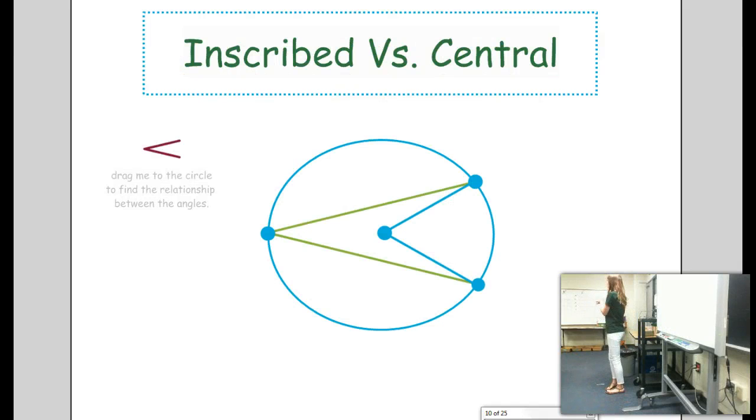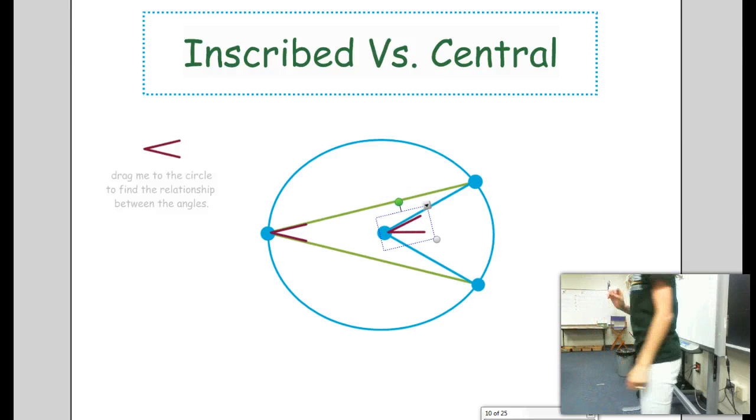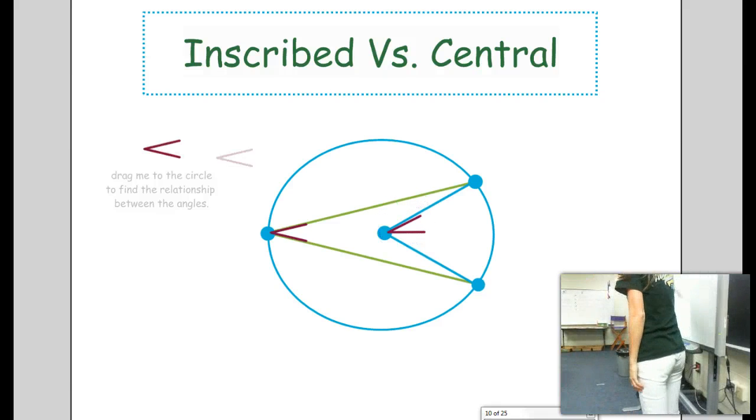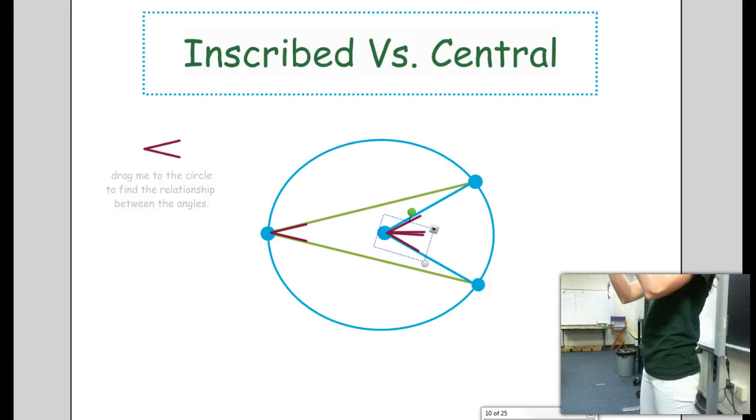So let's see how much smaller it is. The green one is my inscribed angle, and the blue one is my central angle. How many of these, this is the inscribed one, how many of these do you think fit into my central angle? 2? 3? 2.5? 1? 4? Okay, let's try. So there's 1, 2. Yeah, 2 angles.